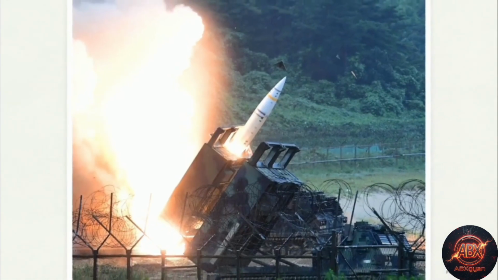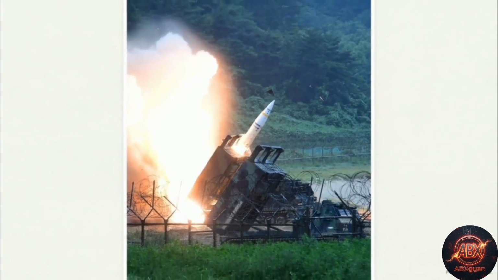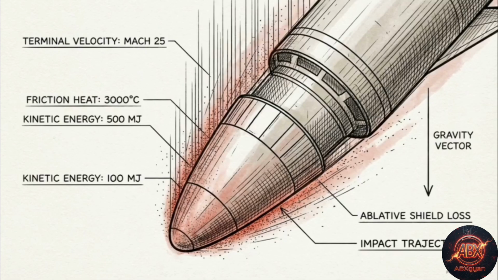This physics-driven definition applies to systems like the ATACMS and the Precision Strike Missile, or PrSM. These specific weapons are tactical ballistic missiles. They execute their parabolic flight path within a localized regional theater. By foregoing maneuverability in favor of extreme terminal velocity, ballistic weapons become the most difficult kinetic threats to intercept.